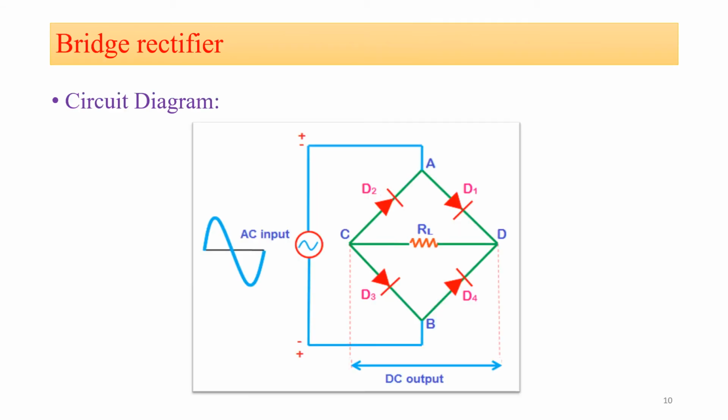Now let's see the next type of full wave rectifier, that is the bridge rectifier. If you see the circuit diagram of the bridge rectifier, a total of 4 diodes are used, that is diode D1, diode D2, diode D3 and diode D4, and the output of the transformer is connected to the bridge rectifier. Bridge means what? The connection of these 4 diodes is nothing but the bridge, and we are going to calculate the output voltage across the load resistor, that is RL.